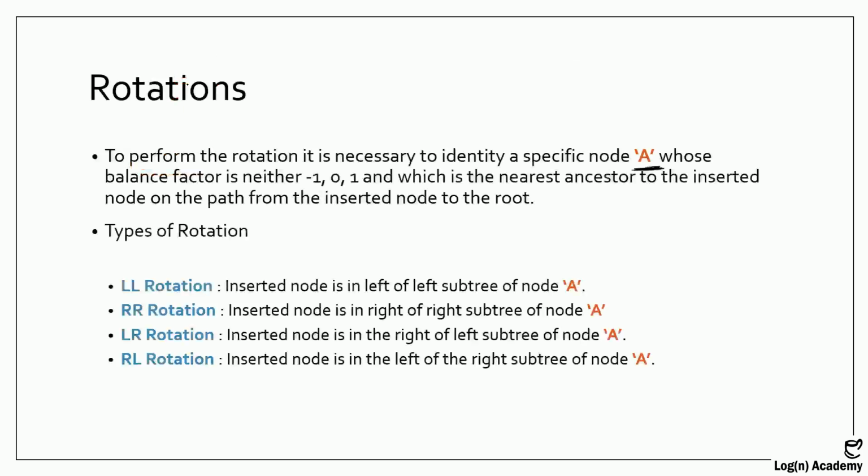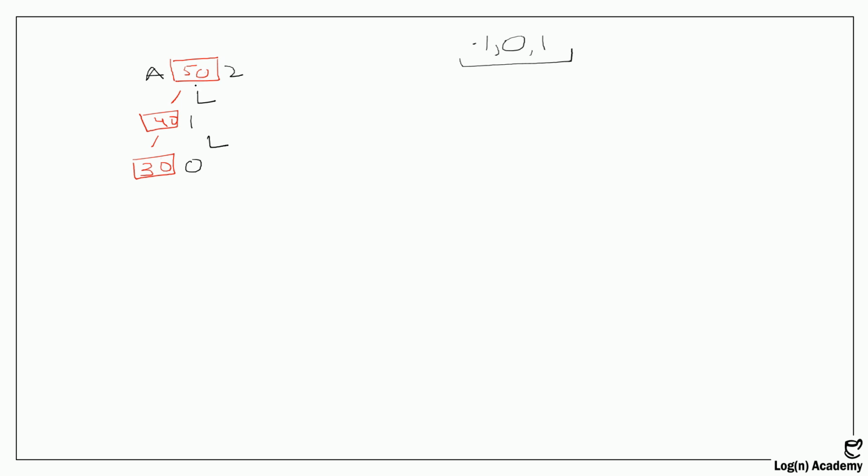Let's again read the sentence. The inserted node is in the left of the left subtree of node A. So the node A, as we have identified, is 50, and we have inserted 30 on the left subtree of node A. So now we've also identified that we'll have to apply LL rotation.